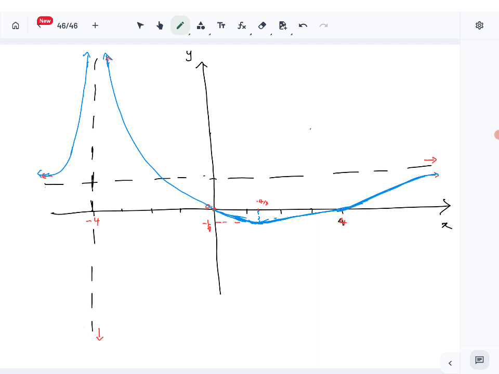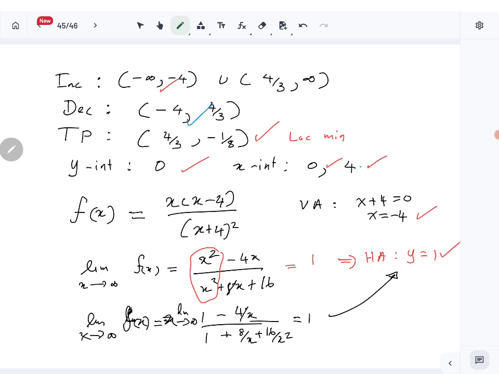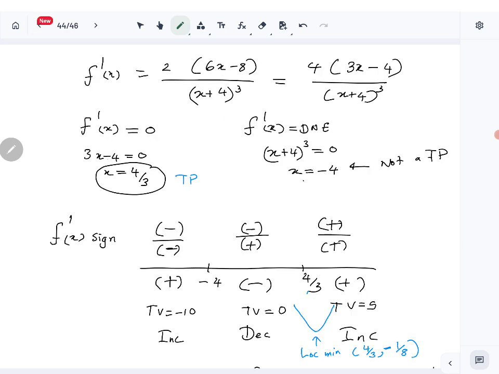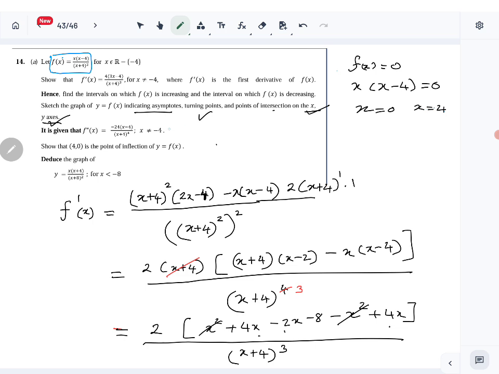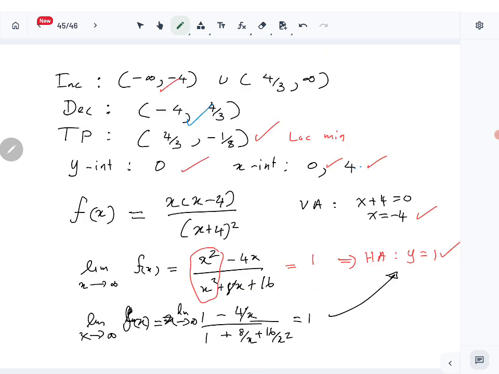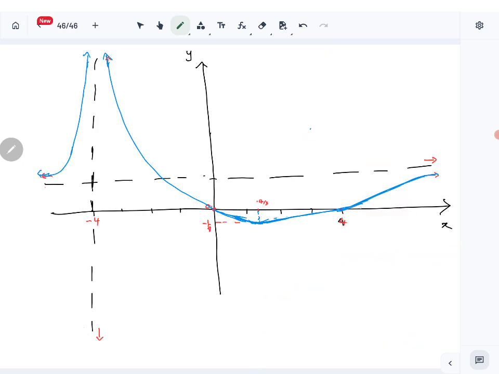So that's done. Then what are you supposed to do? The second derivative is given, and we have to show that (4, 0) is the point of inflection. We can't get this same shape without changing the concavity at 4. So we'll show that using the second derivative test.